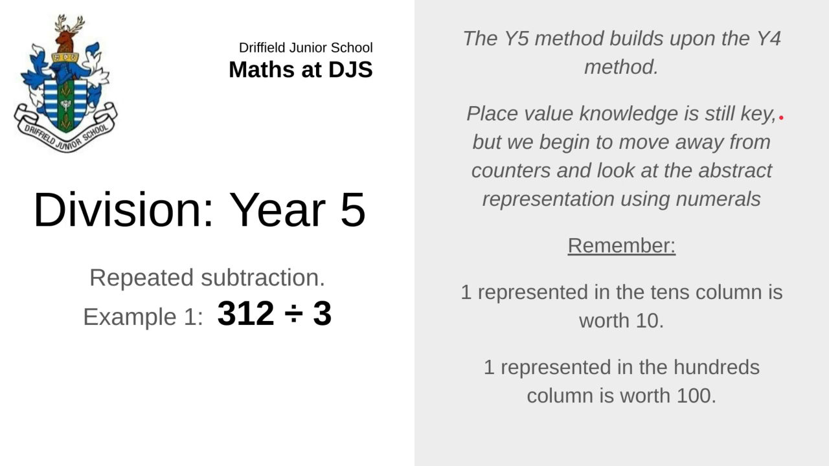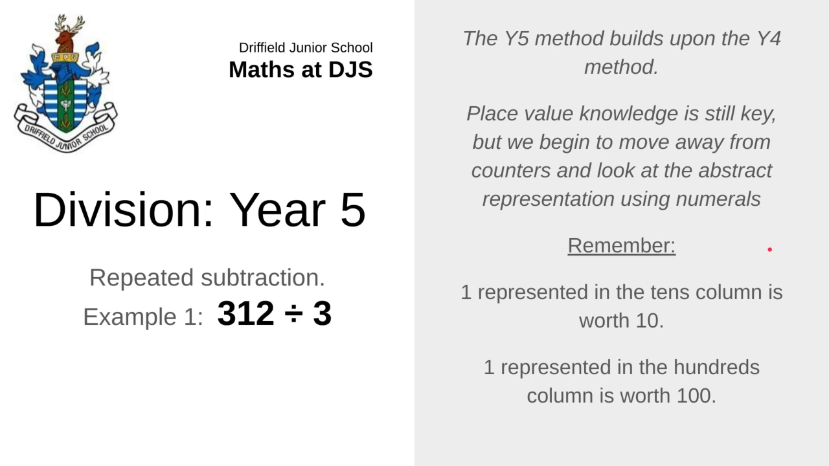This is the Driffield Junior School method for division in Year 5. It's the repeated subtraction method, so it's building on from Year 4. We've taken away the counters on base 10 of Year 3, and we're using a more abstract representation with numerals representing the numbers and the amounts.